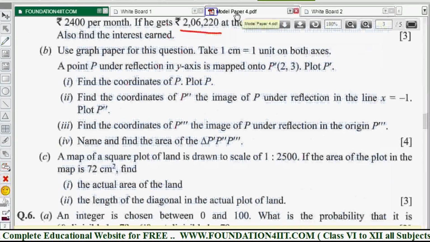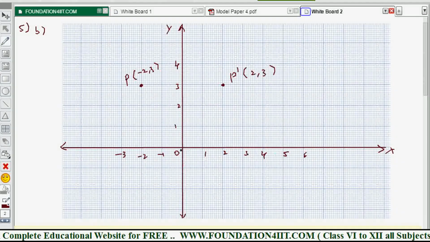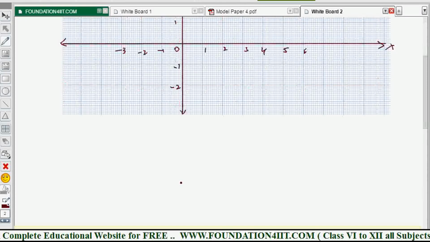Now let us solve the problems one by one. Find the coordinates of P and plot P. We already plotted. Find the coordinates of P double dash, the image of P under reflection in the line x is equal to minus 1. Plot P double dash. On the x-axis, x is minus 1 is this. Minus 1, minus 2 down. Okay. So let me write the solution here.